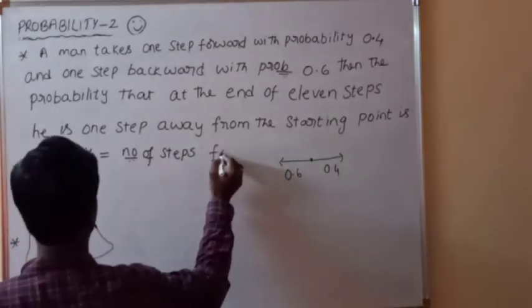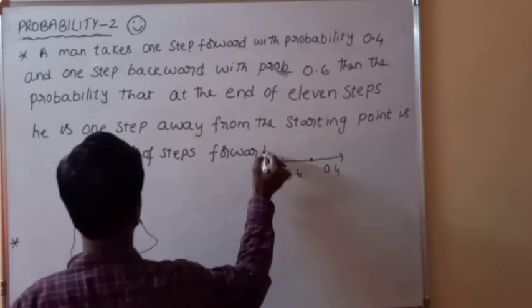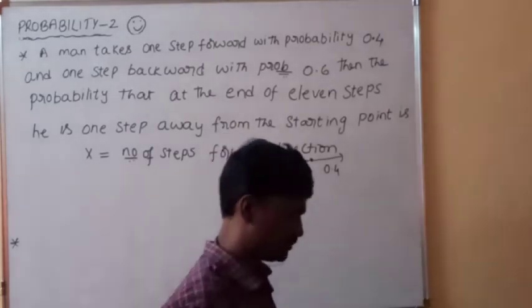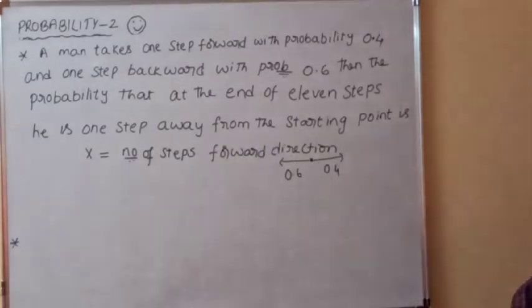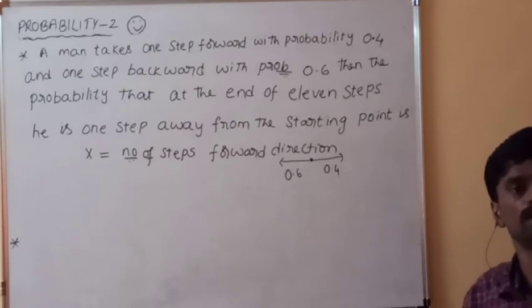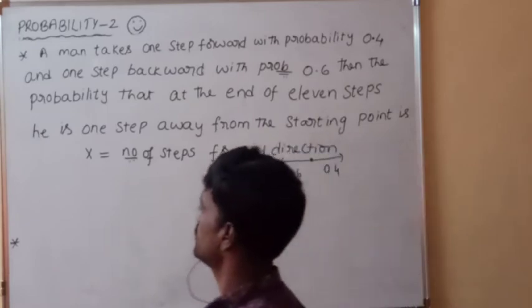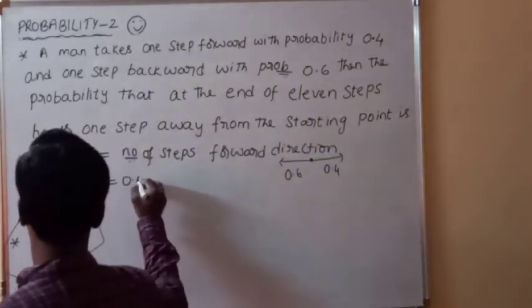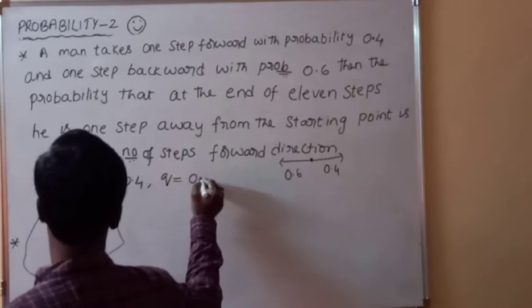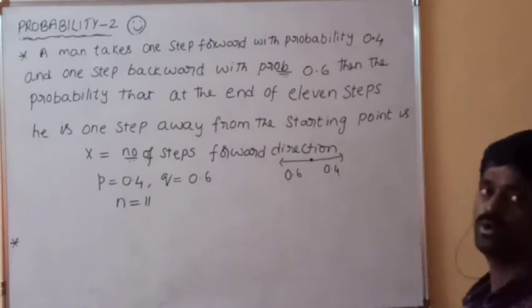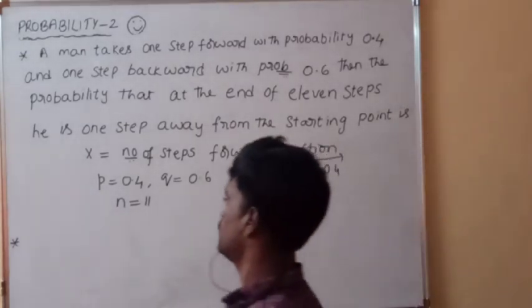I am assuming that capital X is the number of steps forward, the number of steps he moves in the forward direction. That means small p becomes the probability that he moves one step in the forward direction. According to the question, small p is 0.4. Automatically q becomes the backward direction, which is 0.6. And he moved a total of 11 steps, so the n value is 11.